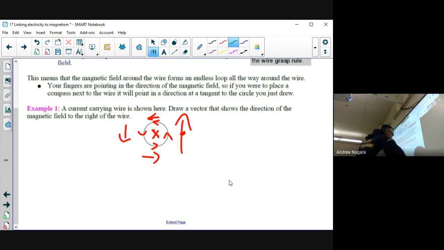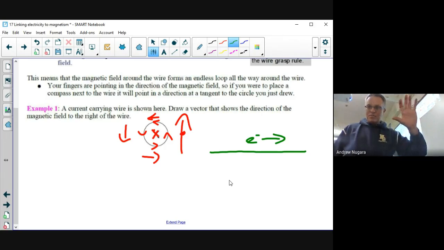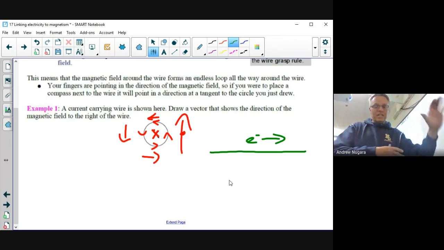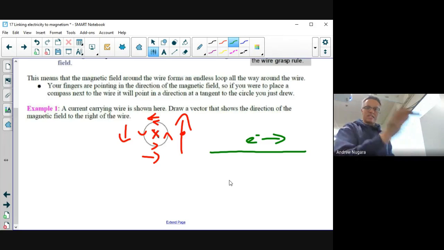Let's say I have a wire going this way. And I say the electron flow is going this direction here. So electrons are going through this wire. Let's say I ask you, what is the direction of the magnetic field below the wire? Below the wire. So you're going to take your left hand, because it's electron flow, you point your thumb in this direction here to the right, and your fingers curl around it. So let's say that this is the wire, your fingers curl around it.